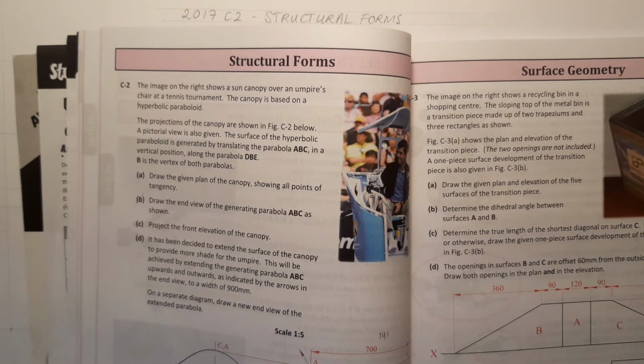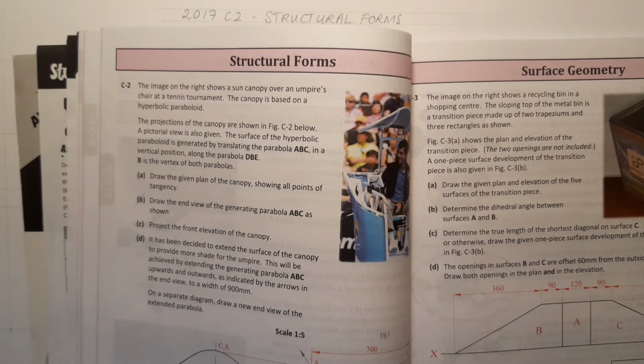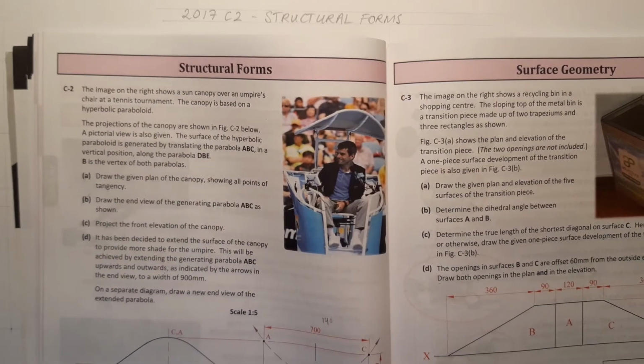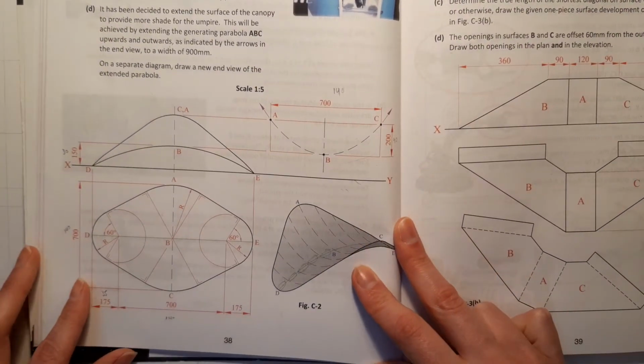2017 C2 structural forms. Okay, so the image on the right shows a sun canopy, so I'm just reading from the question, of an umpire's chair at a tennis tournament. It shows the projections of a hyperbolic paraboloid generated by translating the curve ABC in the vertical position along the parabola DBE. B is the vertex of both parabolas. And you're given the kind of drawing directly underneath.